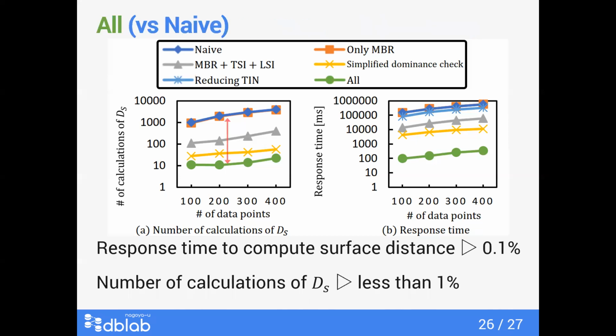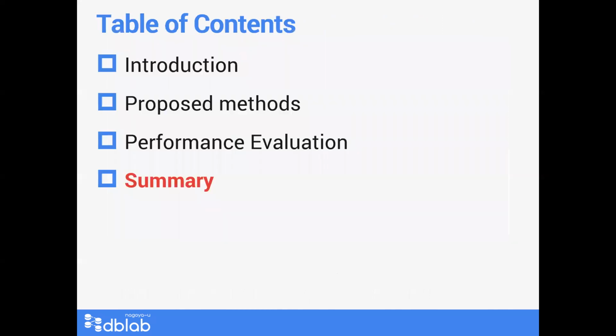Finally, we applied our method and showed the graph in green. By combining our methods, we have confirmed that the number of calculations of the surface distance was reduced to less than 1%, and the response time to less than 0.1%. This is the result we got from performance evaluation.